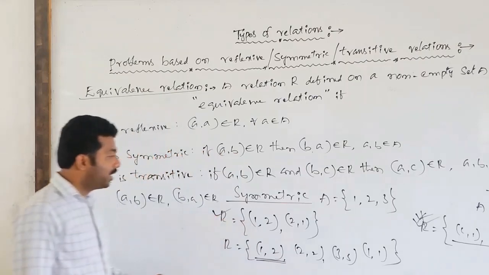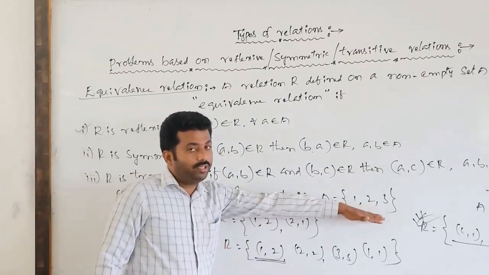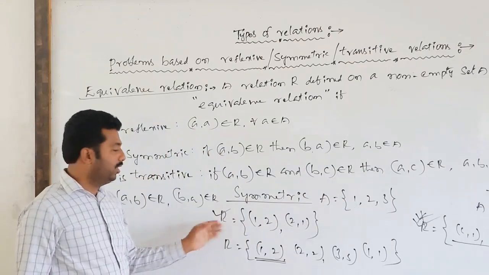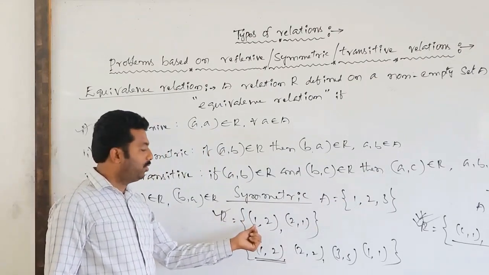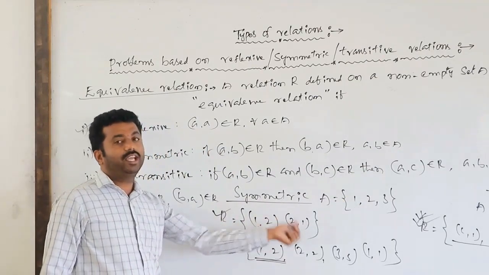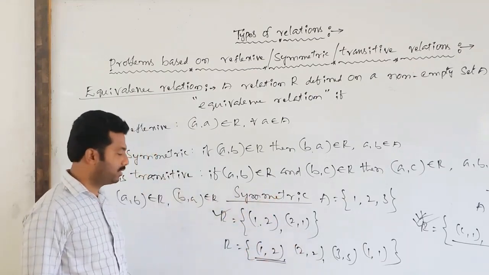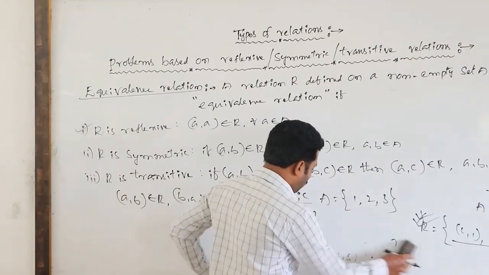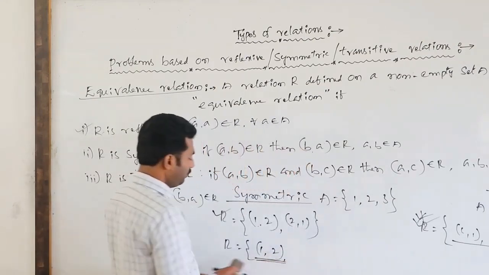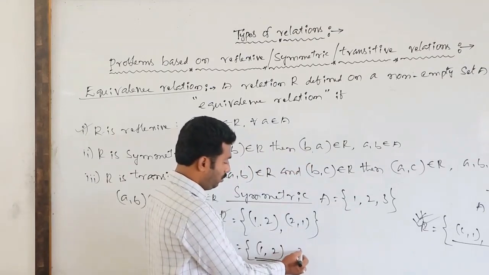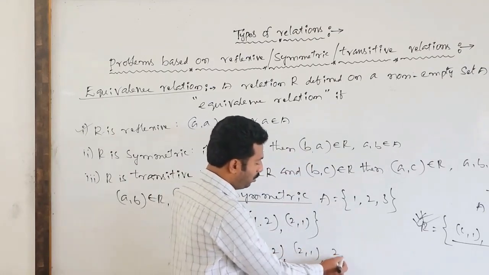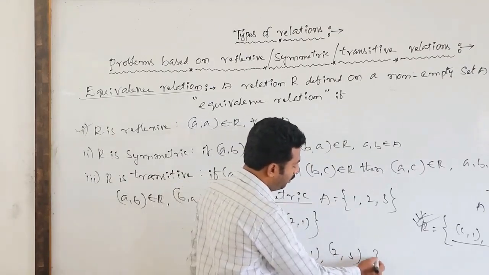Symmetric, how to check? We are not considering the non-empty set. Only one relation we take, one pair you are selecting. Suppose (a, b) is there, check whether (b, a) is there or not. If (b, a) is not there, that is not symmetric. Suppose one more relation you observe: (1, 2), (2, 1), (2, 3), (3, 3).